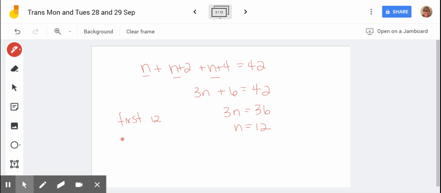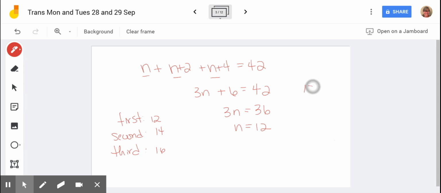Well, what's the second number? What did we say it was? N plus 2. Second number is going to be 14. What's the third number? You could say 14 plus 2, or you can say 12 plus 4. N is 12, 16. So the only thing you need to do is check it.